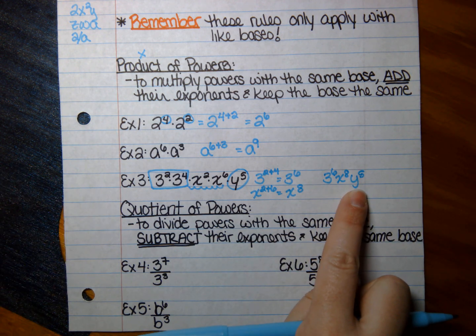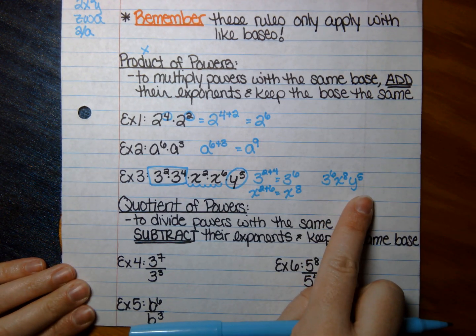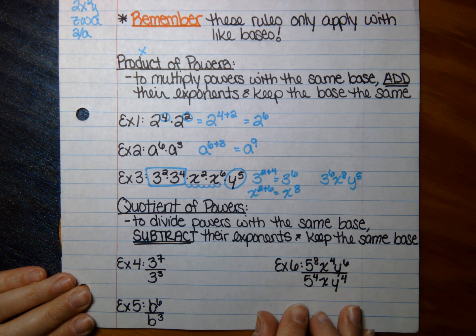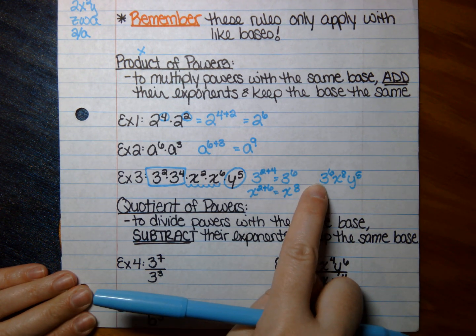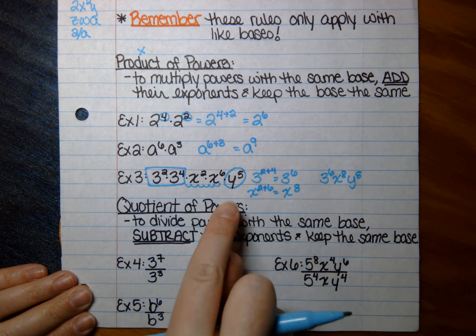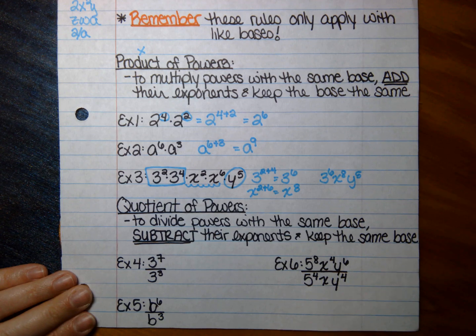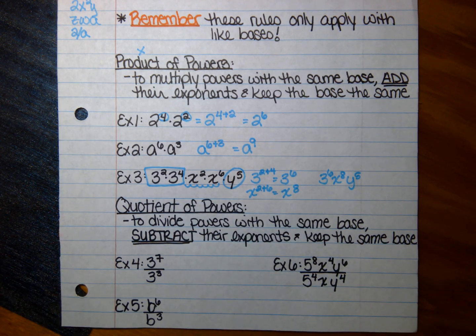Usually we write the variables alphabetically in their order. Again, if it's said to evaluate, then the only thing you could actually evaluate is this 3 to the 6th. So you'd have to figure out what 3 times 3 times 3 times 3 times 3 times 3 is equal to, but you don't have to in this case.